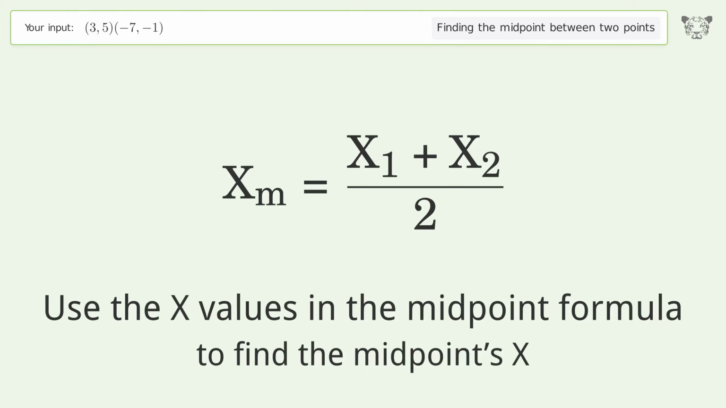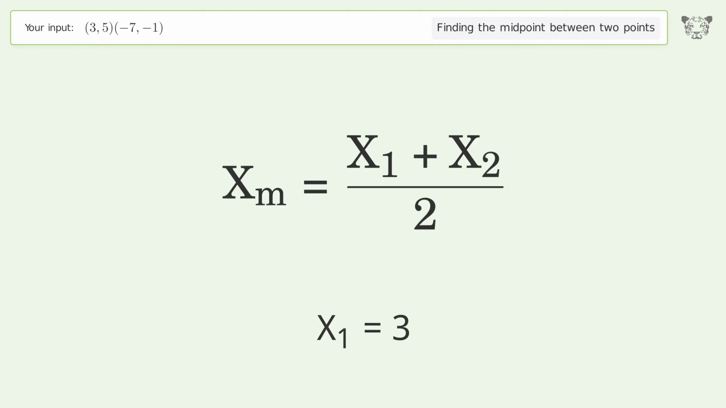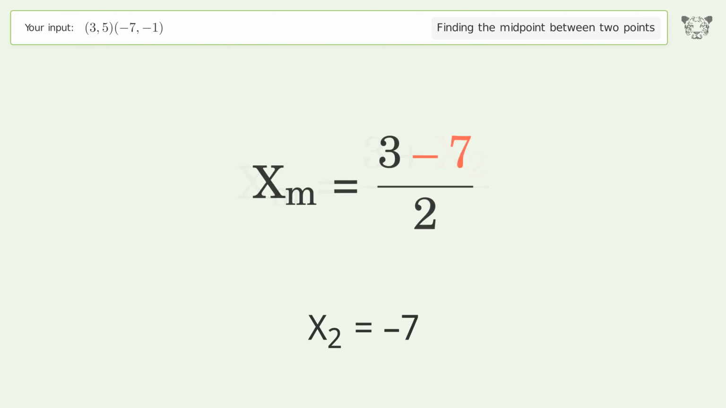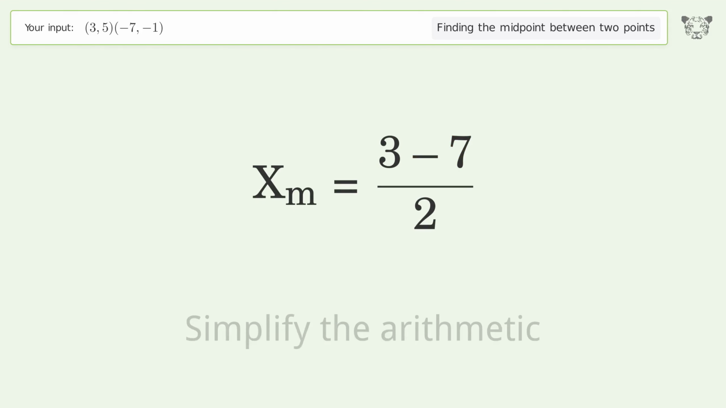Use the x values in the midpoint formula to find the midpoints x. x1 equals 3. x2 equals -7. Simplify the arithmetic.